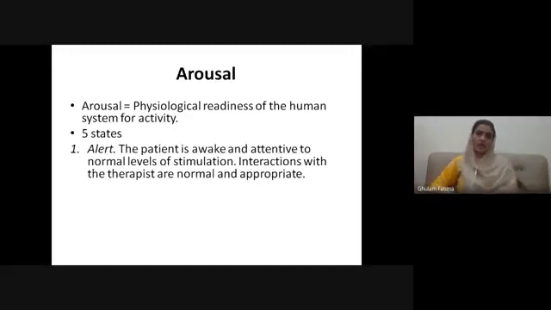The first stage is called alert. When the patient is fully awake and attentive, able to respond to you properly, and his interactions and responses are normal and very appropriate, and he's answering you in an appropriate manner, then the patient is called alert. Just like in a classroom, if you are alert and listening to the teacher and you are attentive, this will be considered as alert.